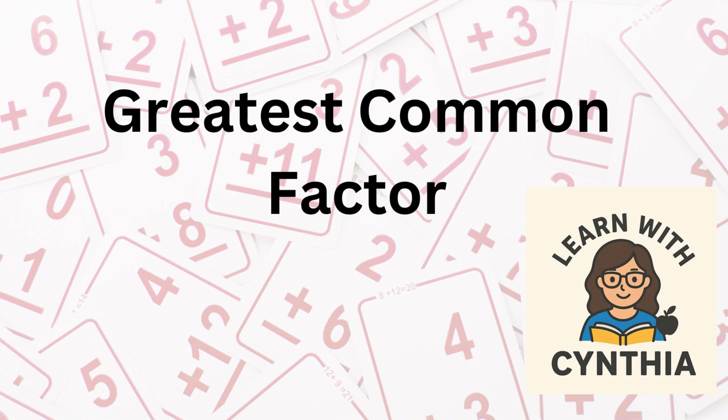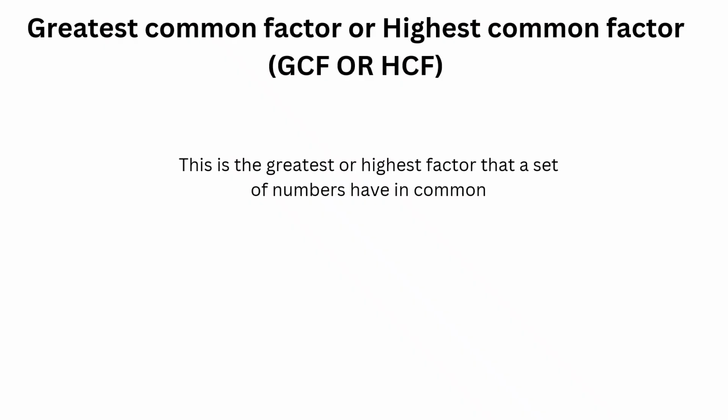In today's video, we will be learning the greatest common factor. It is also called the highest common factor. So what does that mean? It is the greatest or the highest factor that a set of numbers have in common. So let's take a look at these examples.